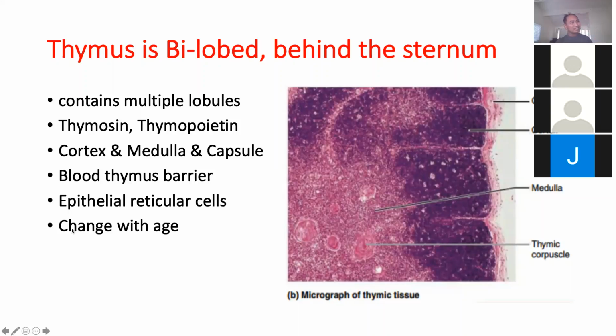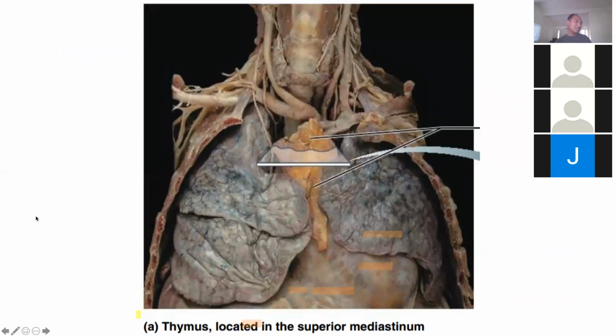The important thing is that the thymus gland changes with age. As we get older and older, the thymus gland gradually regresses. The best time for the thymus gland might be around 16, 18, 20, the most developed part. After that, the thymus gland will gradually get smaller and regress. This is where the thymus gland is, in the mediastinum, behind the sternum.